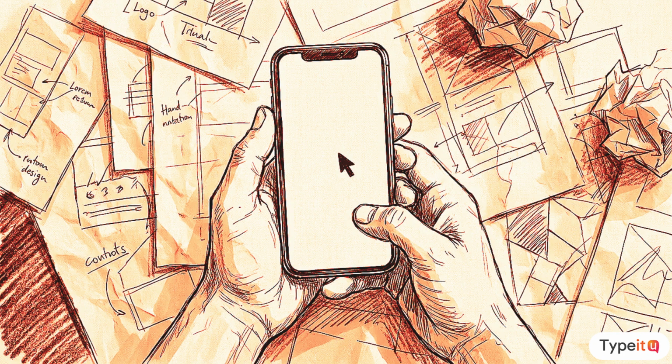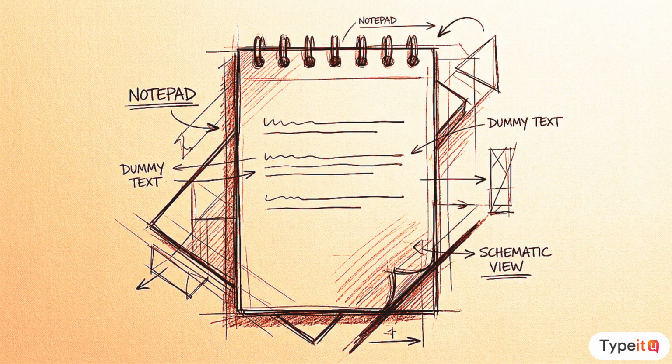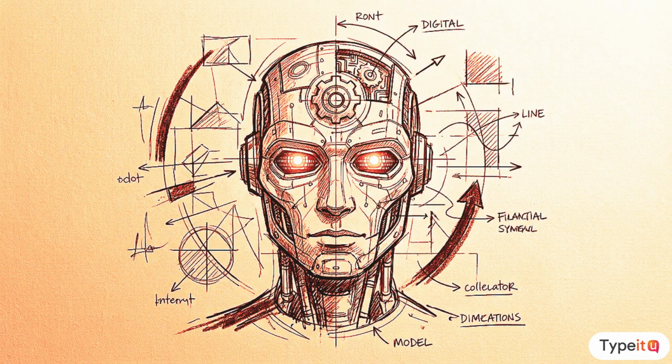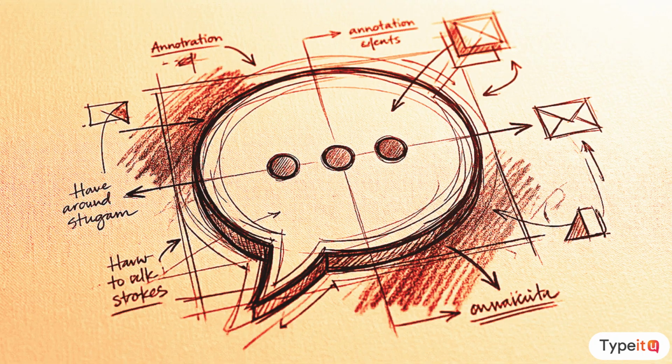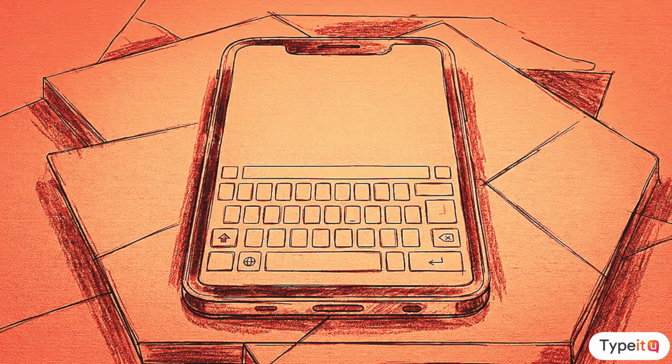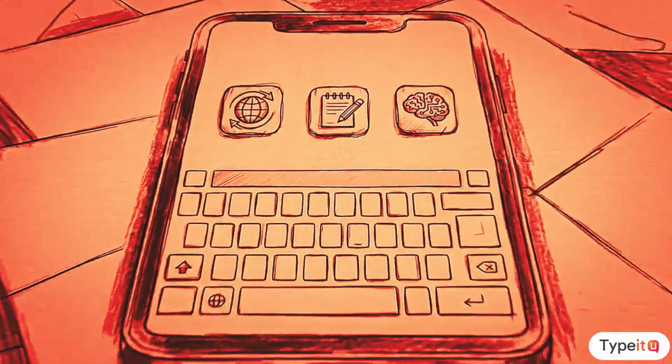Picture your current workflow when you need to send a professional message in another language. You draft it in your notes, copy it, open a translation app, copy that, open an AI assistant, and paste it back into chat. It is a tedious loop of constant app switching. TypeIt4U consolidates that entire process.